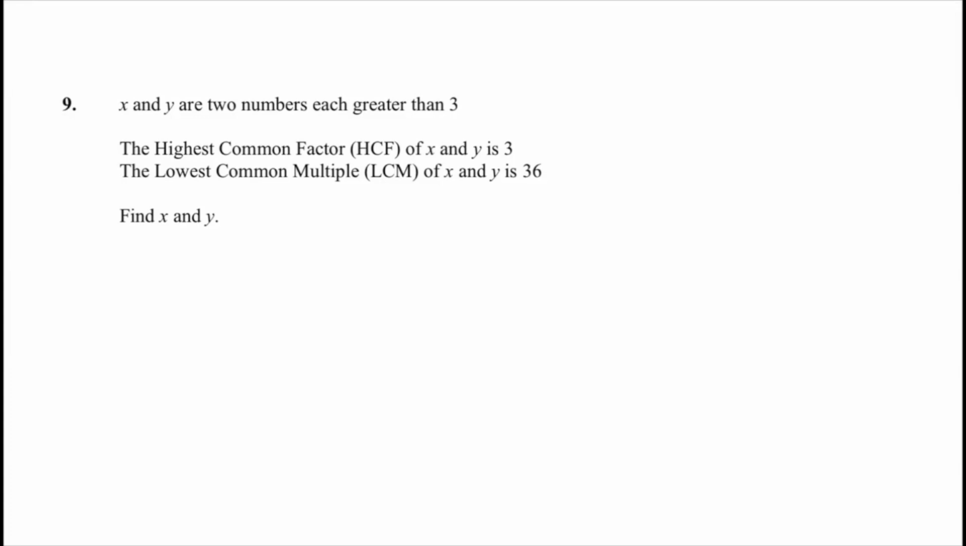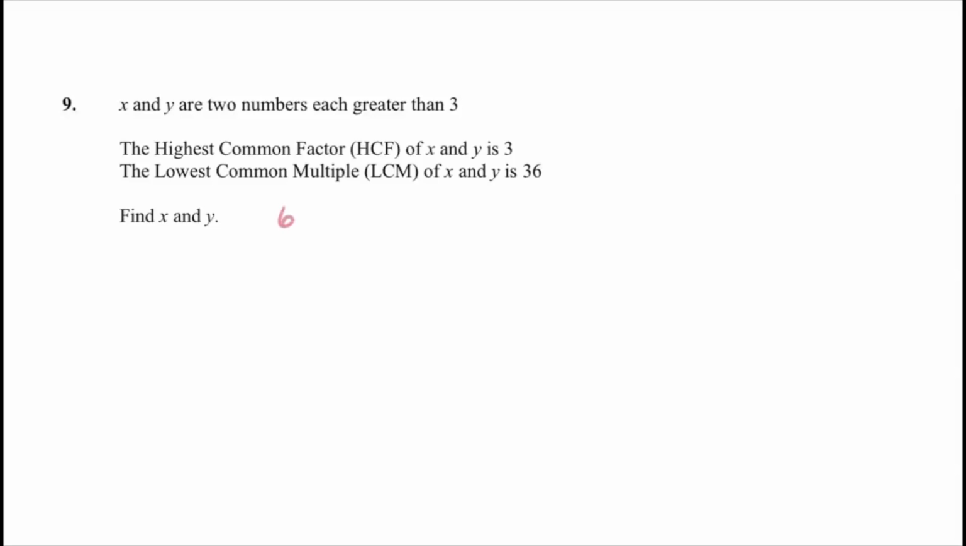Question 9 requires actually quite a lot of problem solving. It feels like it shouldn't be as much work as it is, but I don't think there are any shortcuts here. We've got these two numbers and each are greater than 3. The highest common factor of x and y is 3 and the lowest common multiple is 36. So I'm first of all going to be thinking about these factors of 3.